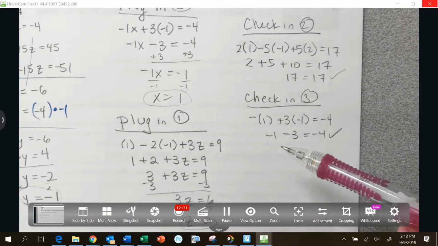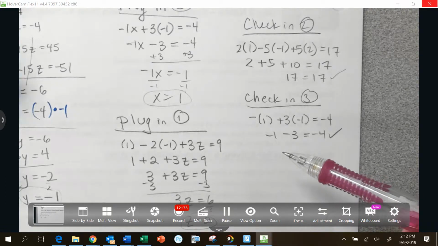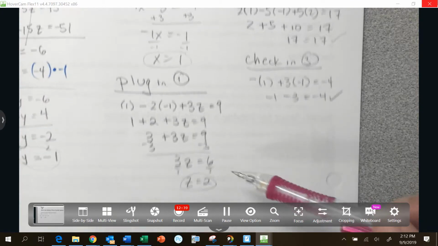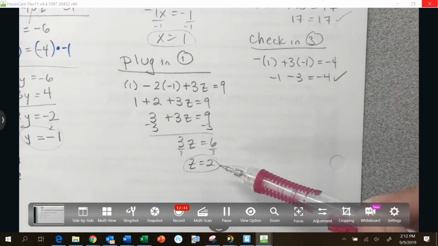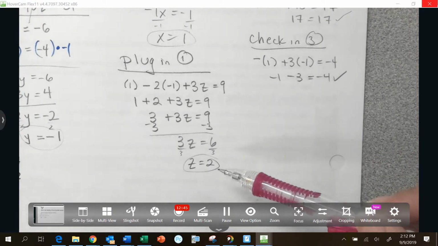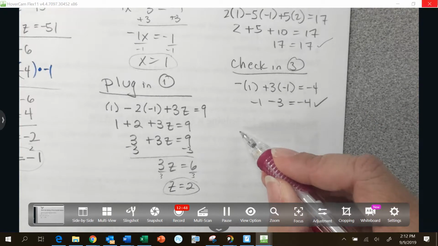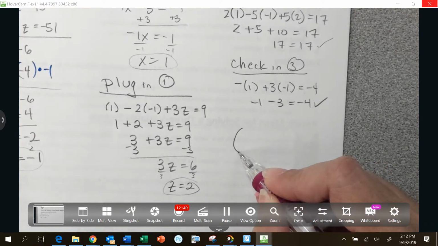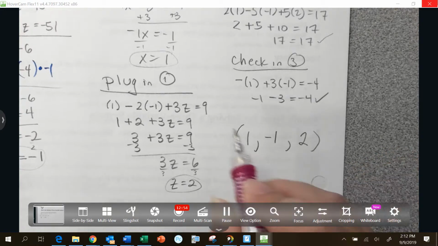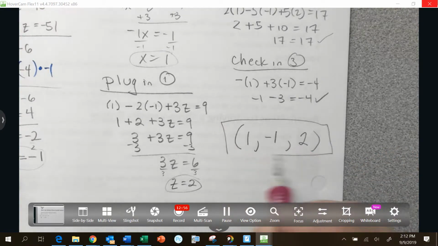Why did you put in 2 for Z? Because Z equals 2. Because when I solved for Z, I got 2. Is that what you're asking about? Okay. Someone's phone is just spazzing out. I know, it's annoying. So how you write your answer is called an ordered triple.